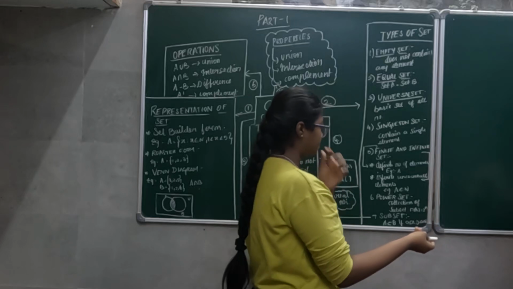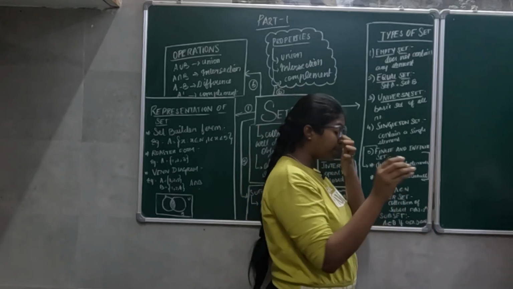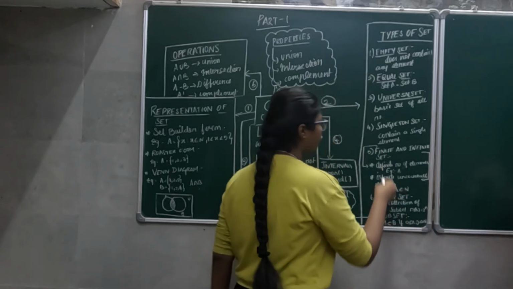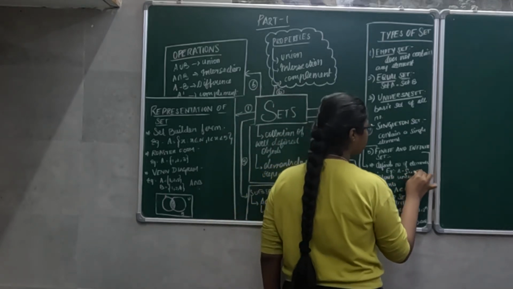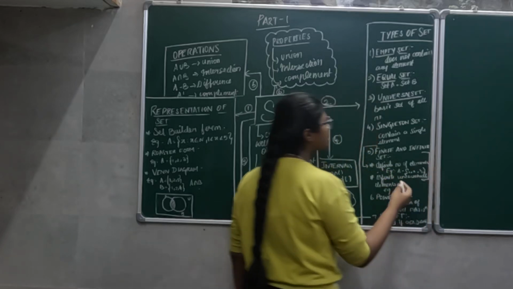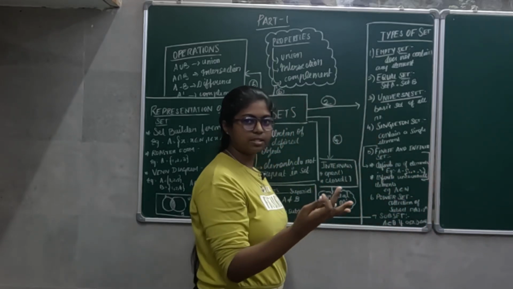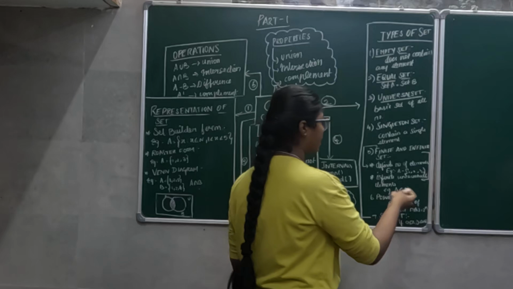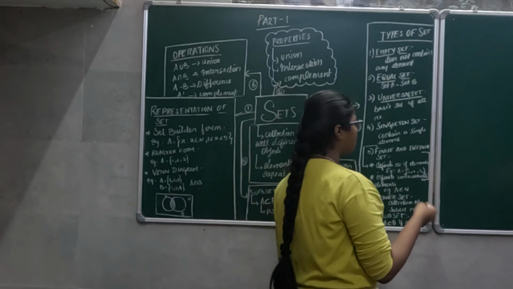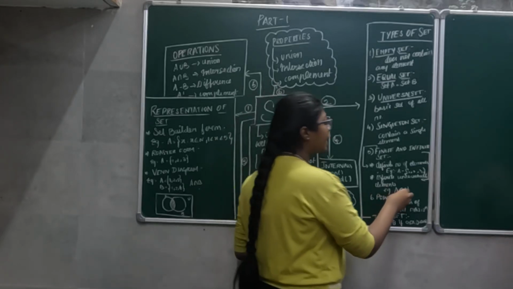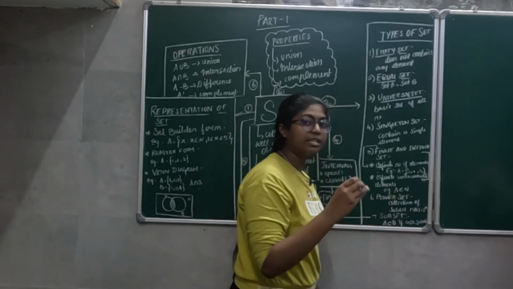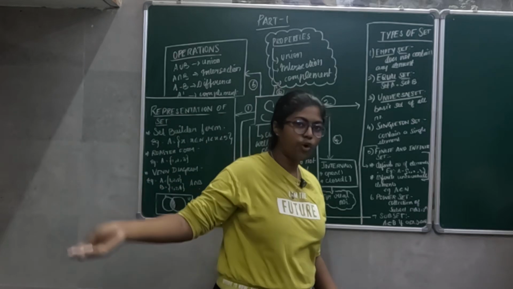Finite and infinite sets. In finite sets, a definite number of elements will be present. For example, A is equal to {1, 2, 3}. It has only 3 elements, so that is a finite set. An infinite set contains an infinite number of elements. For example, A belongs to N, natural numbers, that is 1, 2, 3, and it goes on.